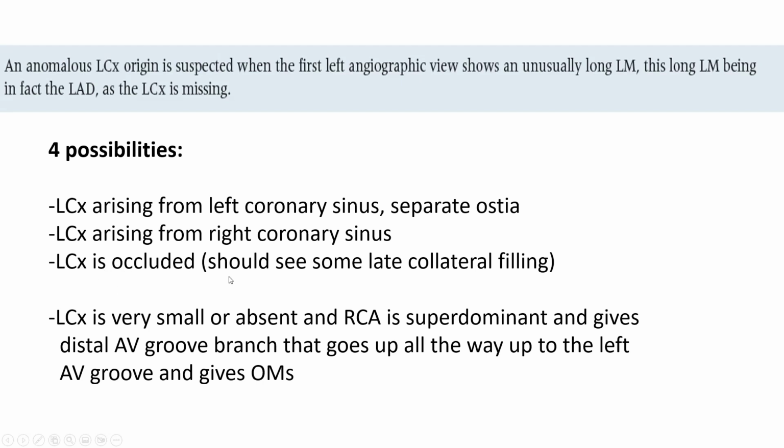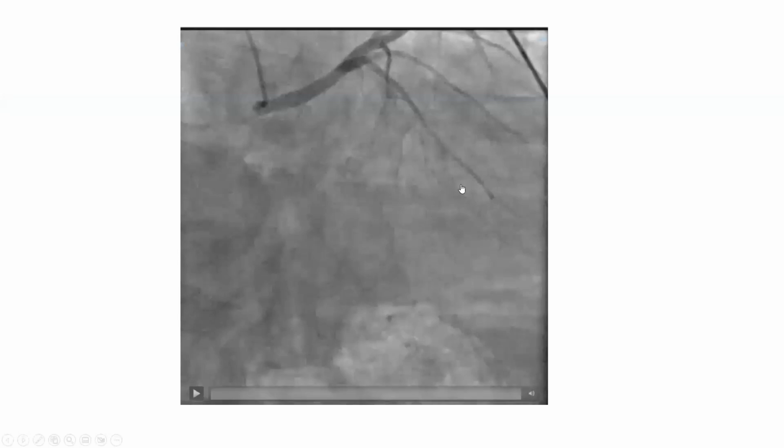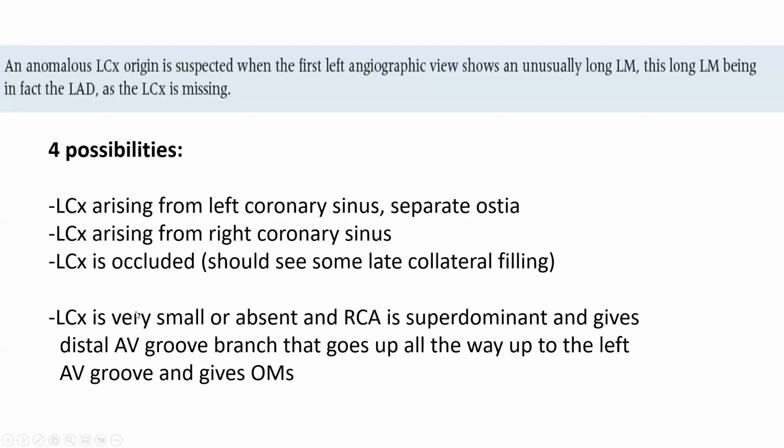Left circumflex is occluded, but in this case, you should see some late collateral filling, whether from the LAD or from the RCA, and you would typically see some calcium on the path of it. Okay, it will be very ostial left circumflex occlusion. It's quite unlikely without collateral or calcium. And the fourth possibility, which is very rare, but I've seen it twice, the left circumflex is very small or absent, and the RCA is a huge super dominant, and it gives distal AV groove branches that go all the way up to the left AV groove and gives OMs.